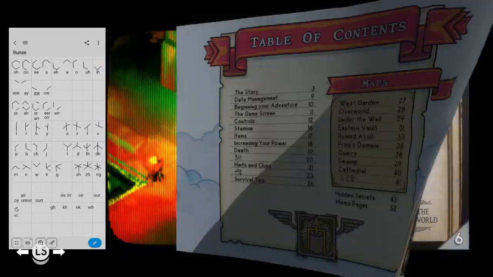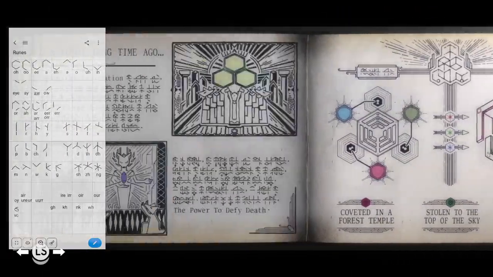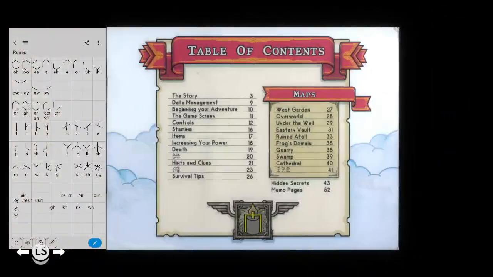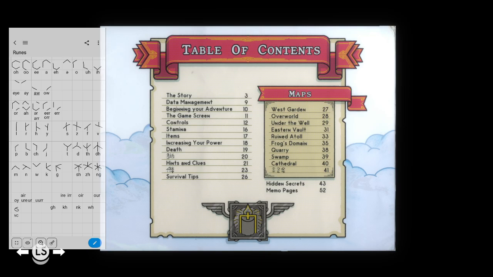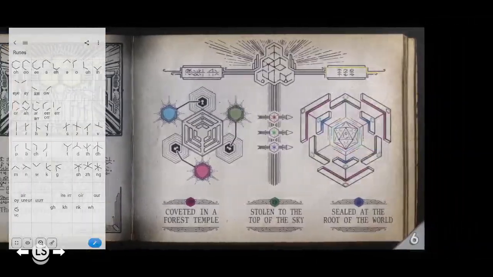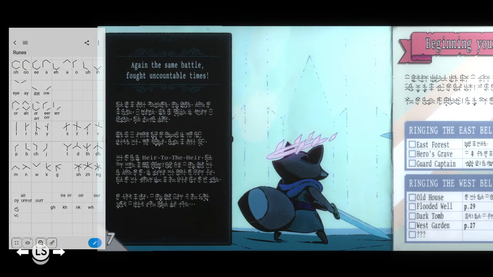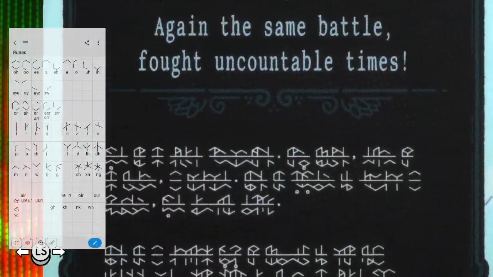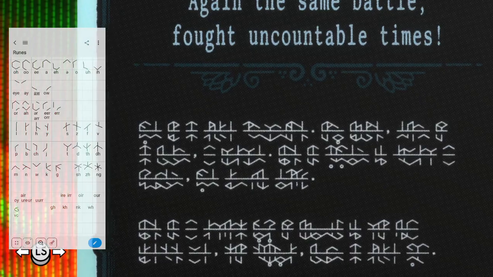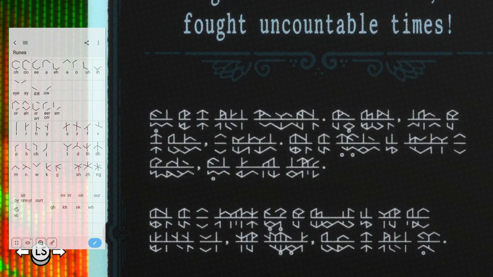Actually, how many pages are we missing? We're missing 2 pages between these. And we're missing, presumably, the cover. Just a moment again.